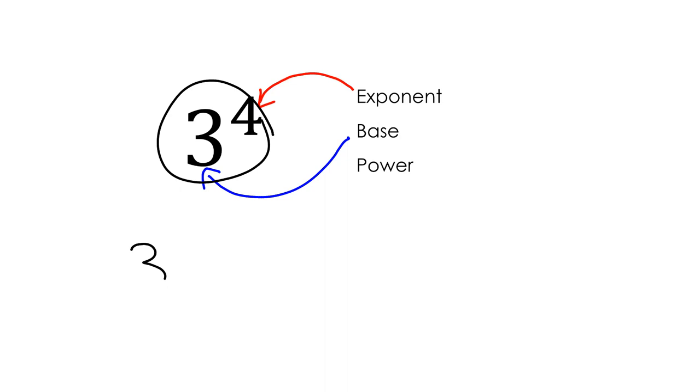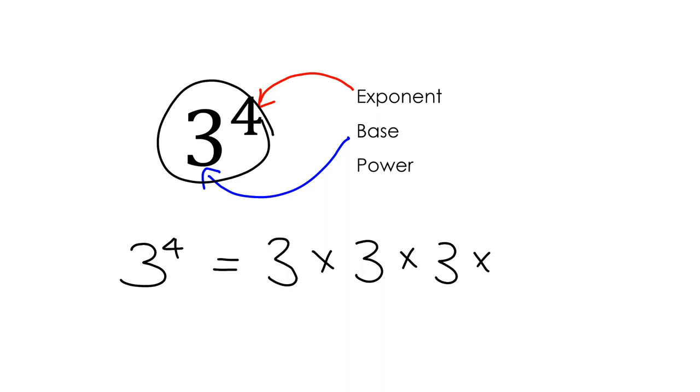If we have a power, 3 to the 4, written like that, what it means is we take that base 3 and we multiply it by itself 4 times. In other words, 3 to the exponent 4 means 3 times 3 times 3 times 3. And we can work out what that is actually equal to by simply going like this. 3 times 3 is 9, times 3 is 27, times another 3 is 81. And so 3 to the power 4 is equal to 81.